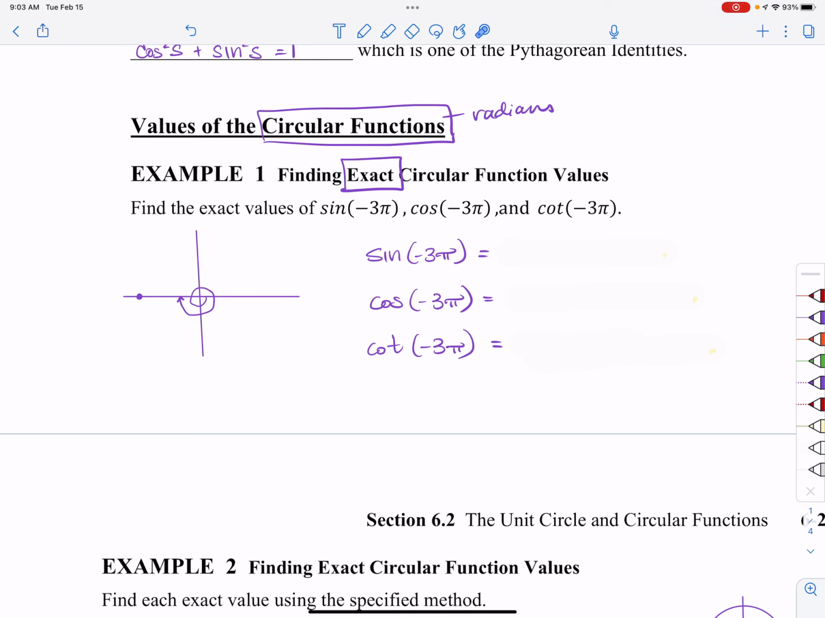So my sine, cosine, any of my trig values is going to be the exact same as what they are at pi. My sine value there is going to be my y value, which is 0. My cosine value is going to be my x value, which is negative 1. And my cotangent, remember, is going to be my x value over my y value. So that's going to be negative 1 over 0, which is undefined.